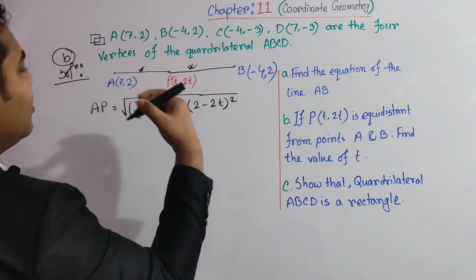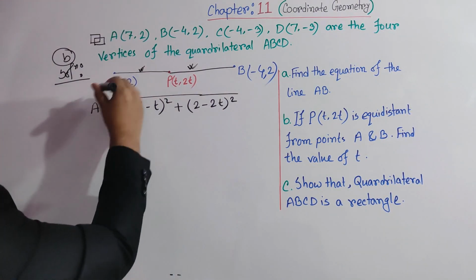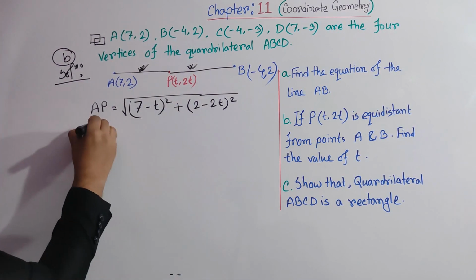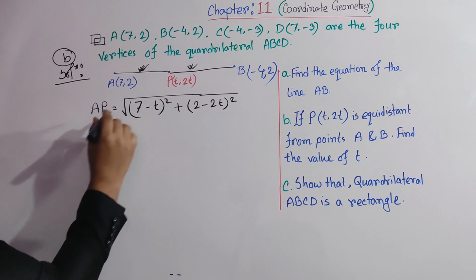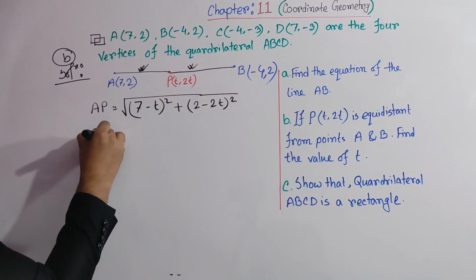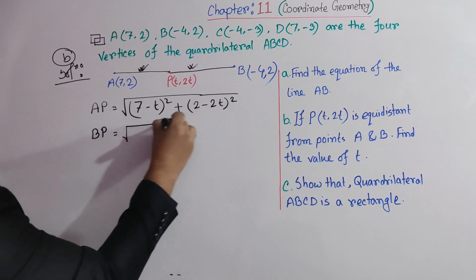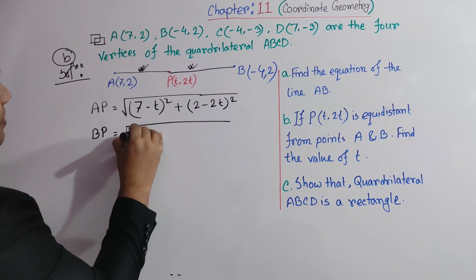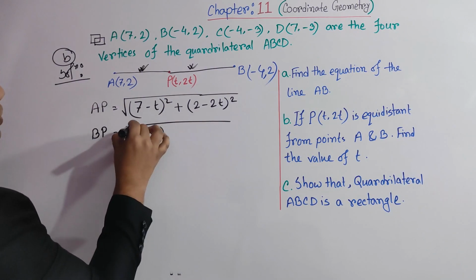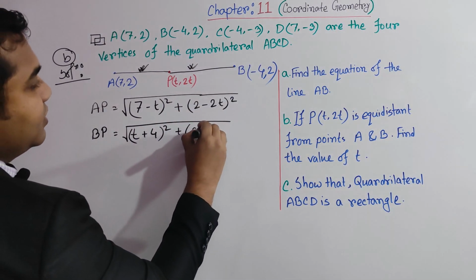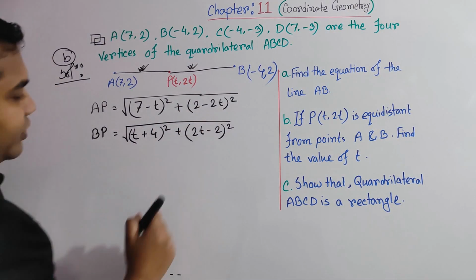Okay, so that's the distance for AP. So we have got the distance of AP right now. Now this is the second part where we're going for BP. BP equals root over the difference of abscissa, that means t plus 4 whole square, plus the difference of ordinate, 2t minus 2 whole square.